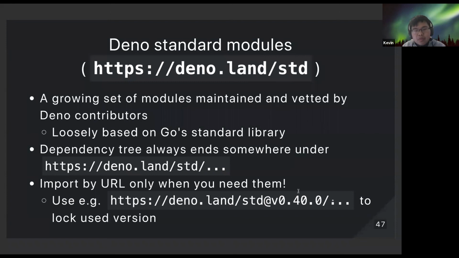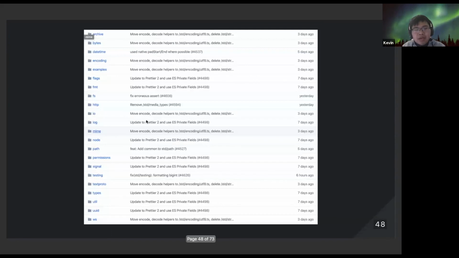You're also able to specify a version using something like @v0.4.0 to ensure that this version of the standard library is definitely going to work with the current version of Deno you've installed. Use it to lock versions. We currently have this bunch, but this is definitely going to grow later on.